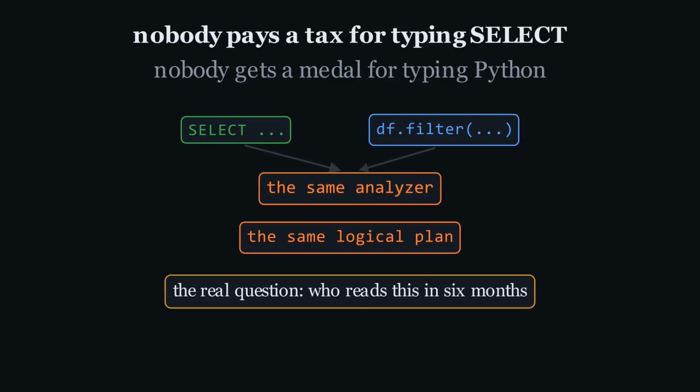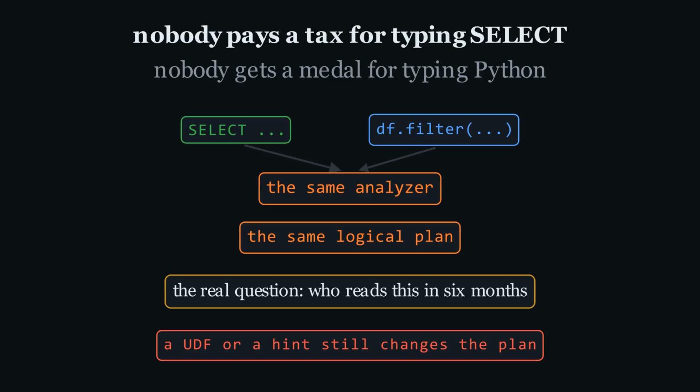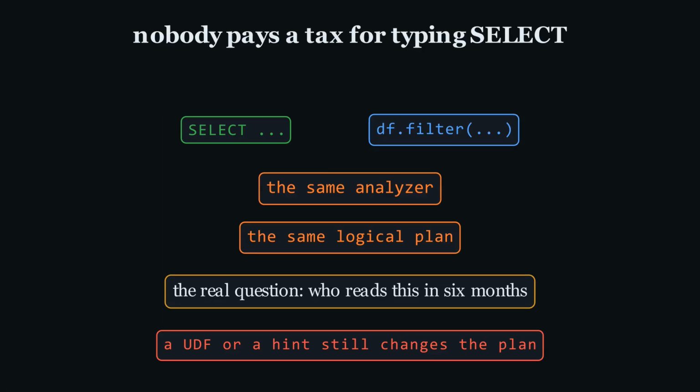The argument in your team is about who reads the code in 6 months. A user-defined function or a hint can still change the plan. The keyword you typed cannot. Write the aggregation in SQL when SQL reads better, and in Python when Python does.